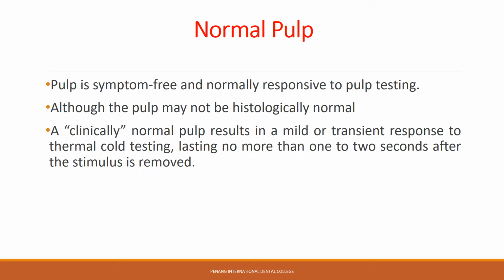So whenever you are doing cold testing or electric pulp testing, if you apply a stimulus, the patient may respond with a transient pain when you apply the stimulus, which does not last more than 1 or 2 seconds. Once the stimulus is removed, immediately the pulp reverts back to normal and the patient may not experience any more sensation. So this is how a normal pulp responds to a pulp sensitivity test.